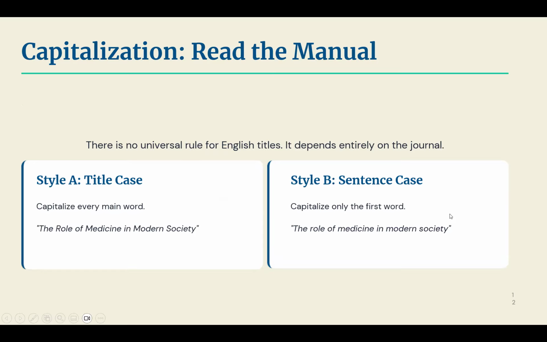In English titles, there isn't a single universal rule, right? Your journal may be expecting a particular style. You have to adhere to that. Title case, you know what is title case? Capitalizing every main word except for prepositions and all that. Starting with a capital letter in every word except for prepositions is the title case. Perhaps certain journals might be liking this particular case.